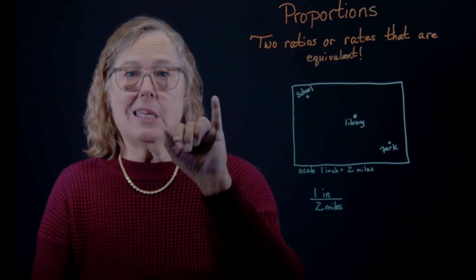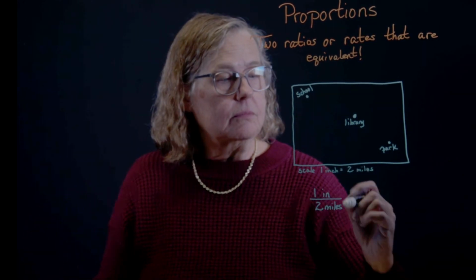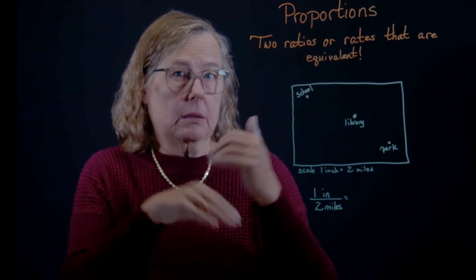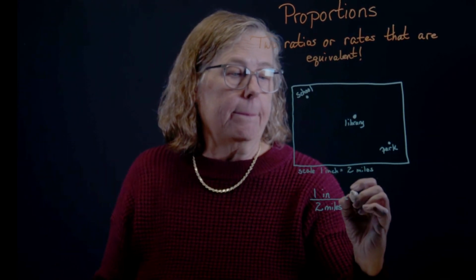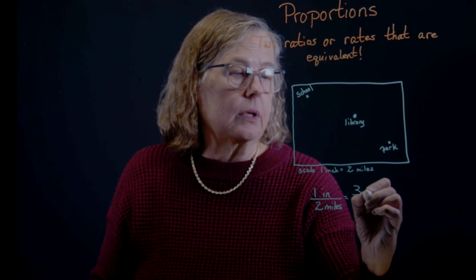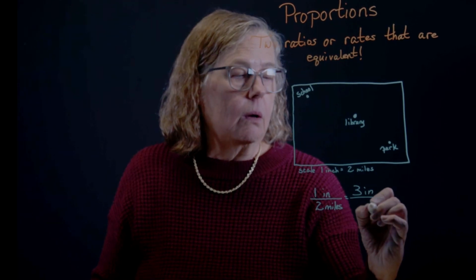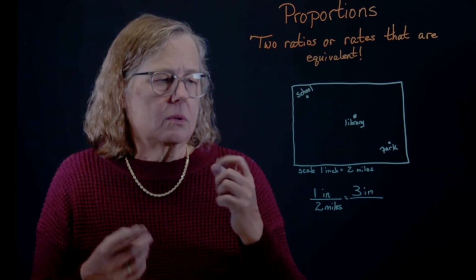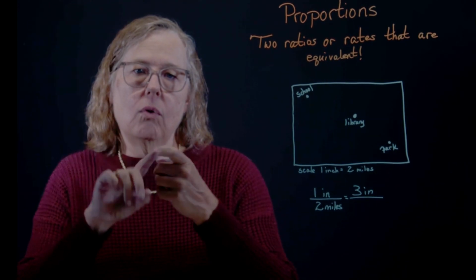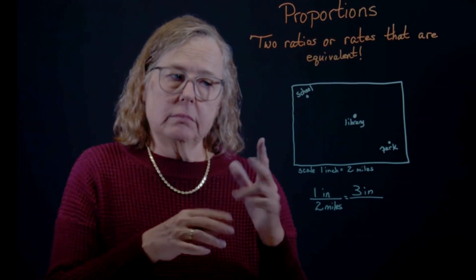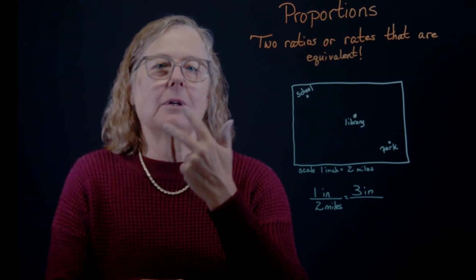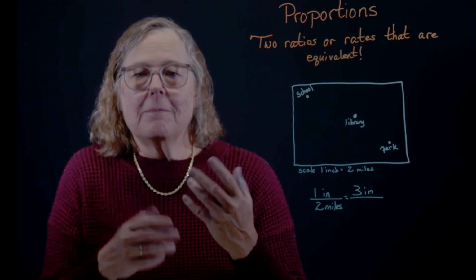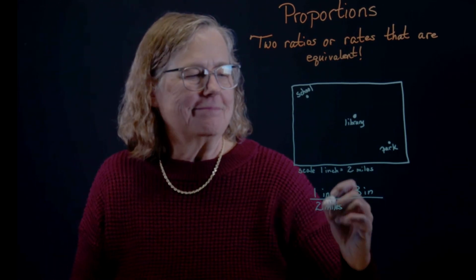But it's 3 inches from the library to the park. Remember, proportions mean they're equal, right? That's so I can set this up. All right, but how many miles is it? What do I have to do? How do I get from 1 to 3? What did I do? I multiplied by 3. I can't add. We're never adding. It's always multiplying. We multiplied by 3. Good job.